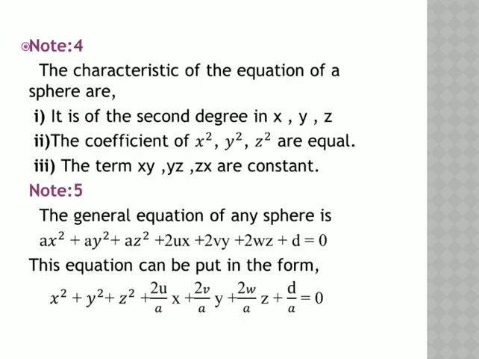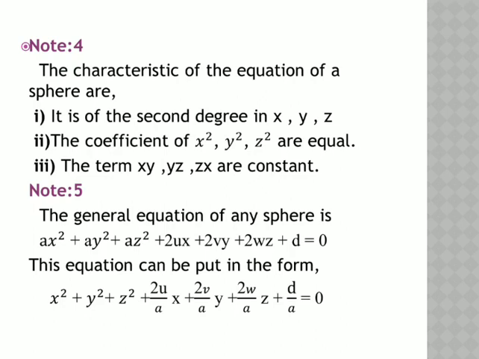Let us see note 4. In note 4 we see the characteristics of the equation of a sphere: it is of the second degree in x, y, z. The coefficients of x², y², z² are equal. The terms xy, yz, zx are absent. In this equation, x, y, z should be of second degree, the coefficients must be equal, and the cross terms are absent. That's note 4.